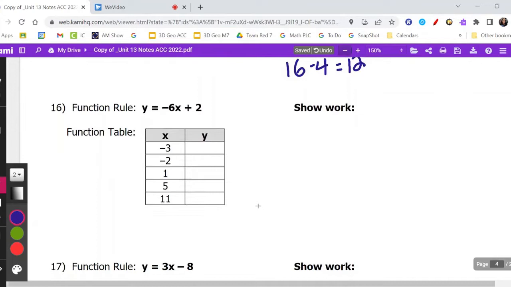All right, next one. The function rule is negative 6x plus 2. So we're going to go through each of these x values and plug them in, starting with negative 3. So we'll do negative 6 times negative 3 and then add 2. Well, negative 6 times negative 3 is positive 18 plus 2, which would give me 20.